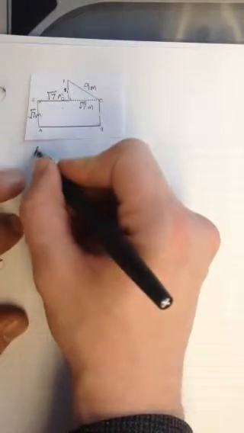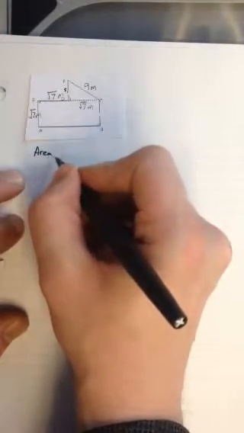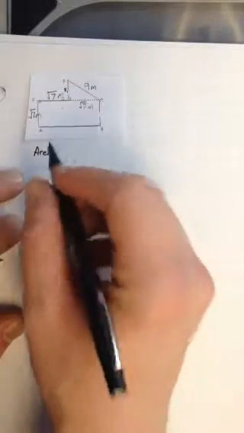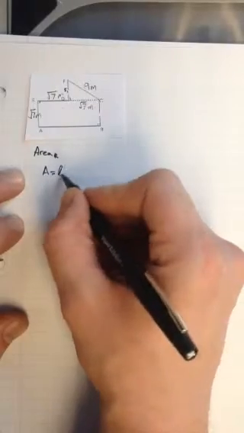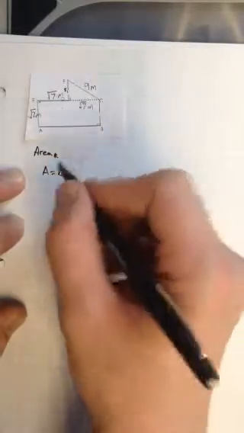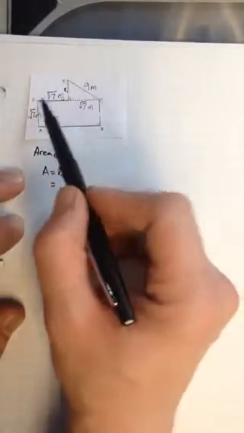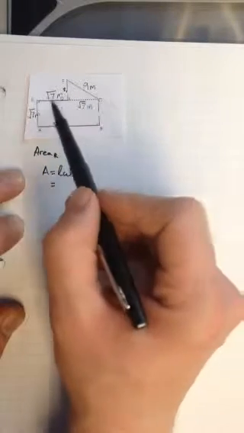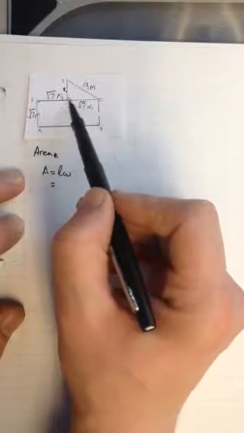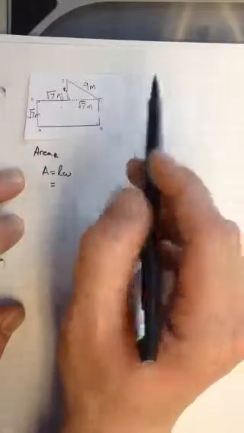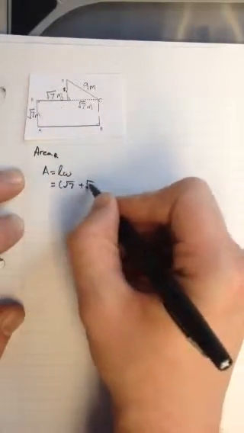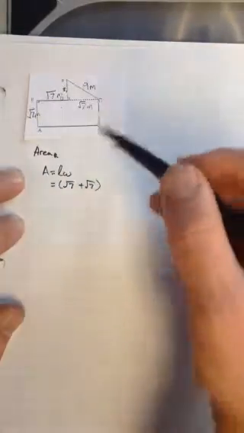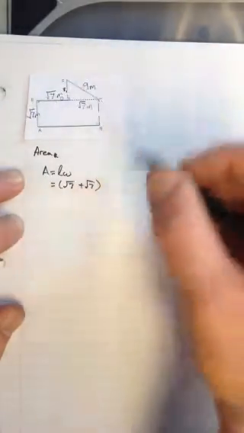So for the rectangle, the area of the rectangle, we have our area is equal to our length times our width, and the length of this rectangle is from E to C, or root 7 meters plus root 7 meters. And the width is root 7 meters.